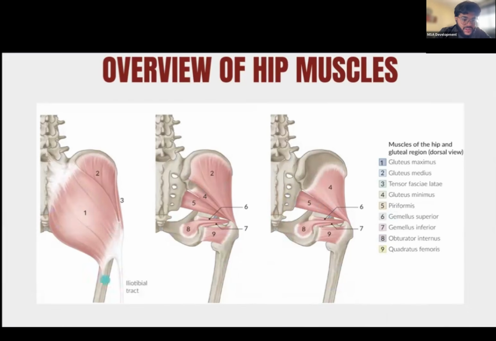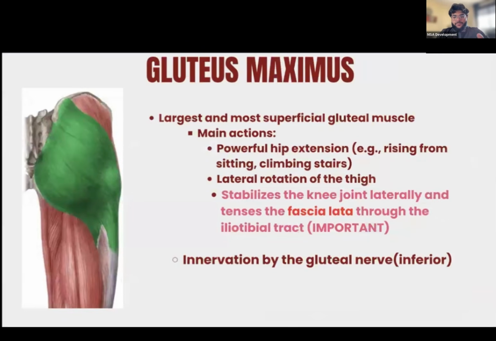Let's start off with the largest hip muscle and the largest muscle in our body, the gluteus maximus. The gluteus maximus is the largest and most superficial gluteal muscle, and its main action is hip extension. This includes rising from sitting, climbing stairs, or running uphill. All of these are functions of the gluteus maximus.